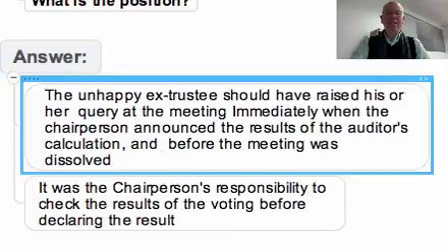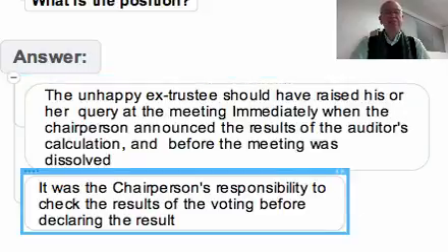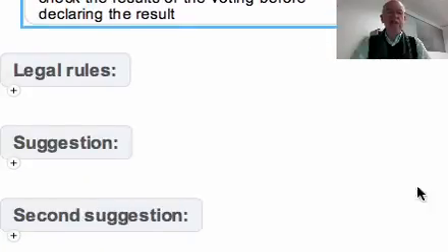The unhappy ex-trustee should have raised his or her query at the meeting immediately, when the chairperson announced the results of the auditor's calculation and before the meeting was dissolved. Here perhaps is the most important lesson in this particular tutorial. It was the chairperson's responsibility to check the results of the voting before declaring the result. From the query, it seems very much as if the chairperson abdicated that duty to the auditor and simply said, is everyone happy? Now that's not what the common law requires of a chairperson.